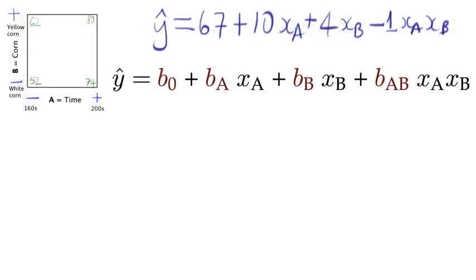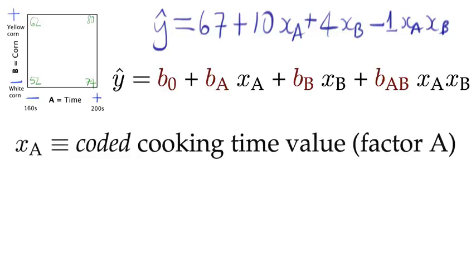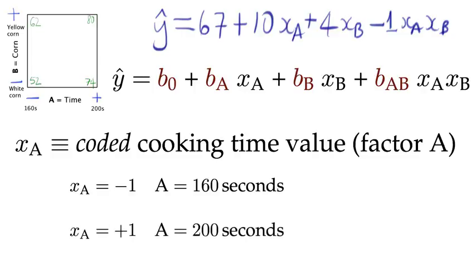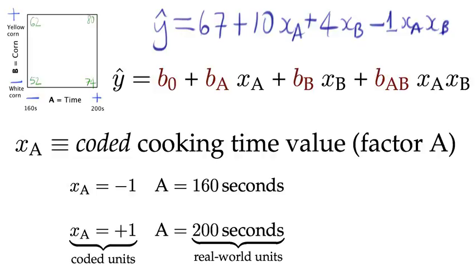The most general form of the least squares model for this system is y equals b0 plus ba times xa plus bb times xb plus bab times xa times xb. The xa is the coded value for factor A, and it represents the amount of cooking time. If xa is -1, that represents 160 seconds of time, and xa equal to +1 represents 200 seconds of cooking time. The -1 and +1 are called coded units, and the 160 seconds and 200 seconds are called real-world units.